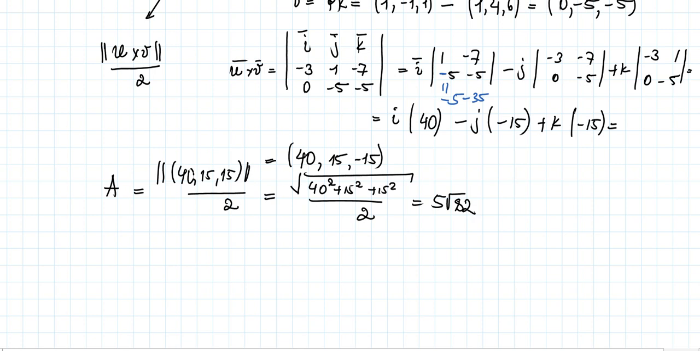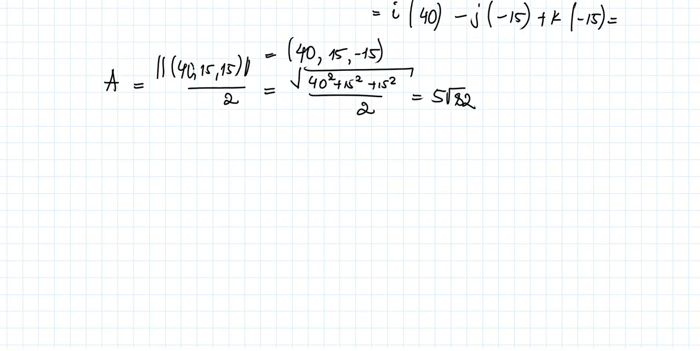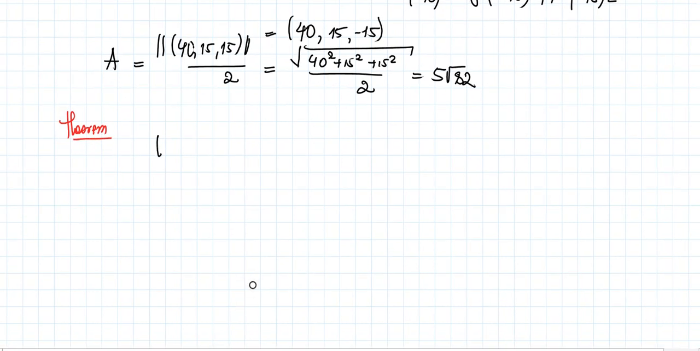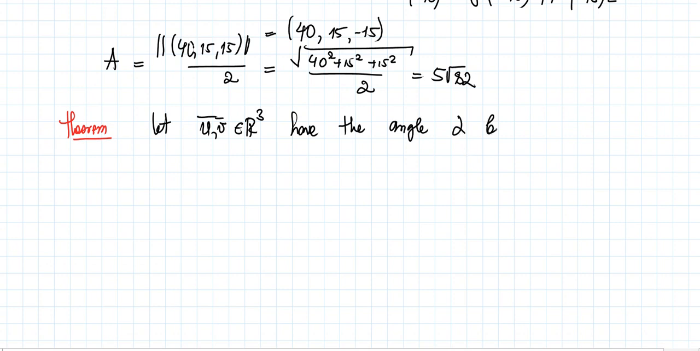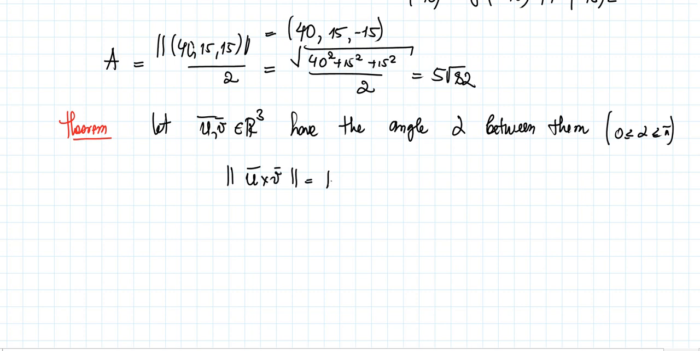So there is one more formula which we used before here. This formula is a theorem. We're given 2 vectors with a non-zero angle between them. Let u and v be 2 vectors in R3, and have the angle alpha between them, and this alpha is between 0 and pi. Then the following formula works. The norm of u cross v is going to be equal to the norm of u multiplied by the norm of v multiplied by the sine of alpha. Actually, we used this formula before.